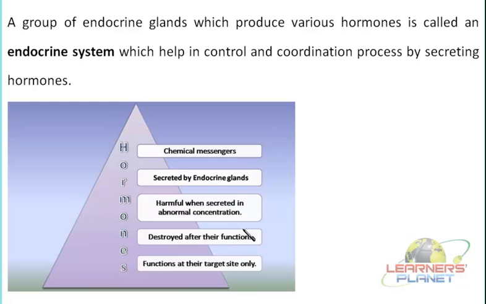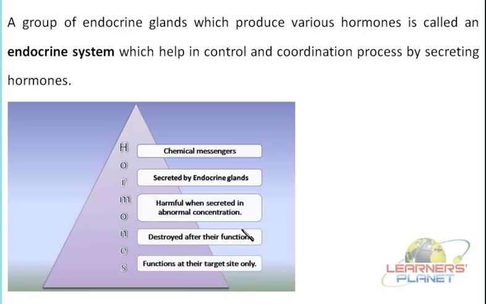So if it is secreted in less quantity, then the person will suffer from short height, and that condition is known as dwarfism. Whereas if it is secreted in very large quantity, then what will happen? The person will have abnormal height. They will be so tall, right? And that condition will be known as gigantism.